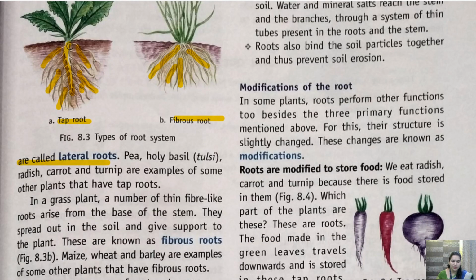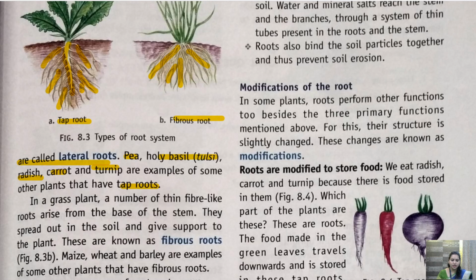So the thicker one that you are seeing in the center is a taproot and there are several branches that are smaller and thinner. So it is a lateral root. Getting it? Such type of pattern of root is called taproot system. For example, we have pea, polyalthia, tulsi, radish, carrot, turnip, which are the examples of taproot. I have shown you the figure also.